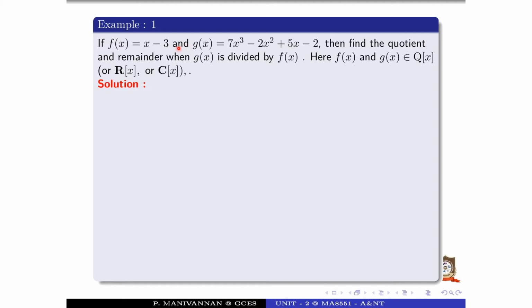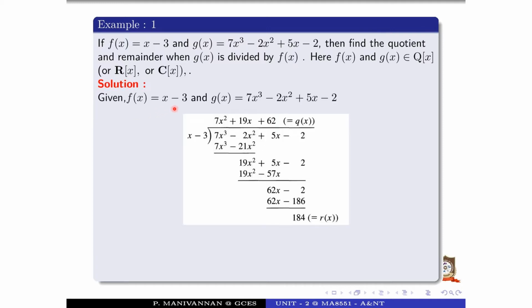The next one, example: let f(x) equal to x minus 3, g(x) equal to 7x cube minus 2x square plus 5x minus 2. Then find the quotient and the remainder when g(x) is divided by f(x). Here f(x) and g(x) belong to Q[x]. What is the meaning of Q[x]? Q is the rationals. Given f(x) equal to x minus 3 and g(x) equal to 7x cube minus 2x square plus 5x minus 2.